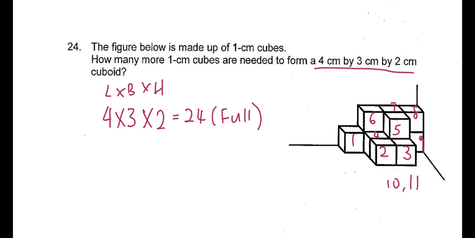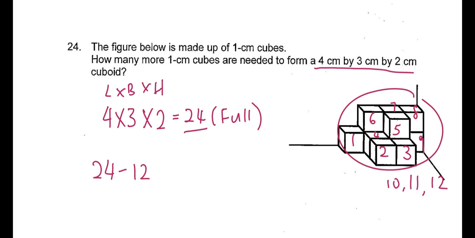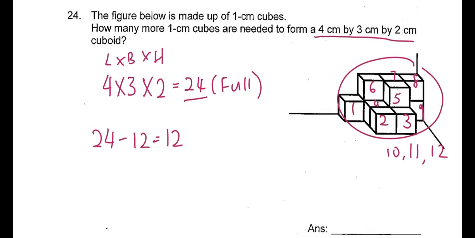Alright. Behind the 4, there's also another one, 12. So it needs a bit of imagination. So there are altogether 12 cubes here, and you're supposed to have 24. So all you need to do to find out how many more are needed is 24 minus 12, that's already inside, you are left with 12. 12 more cubes to form the full figure. That's 24 cubes. That's for 24.